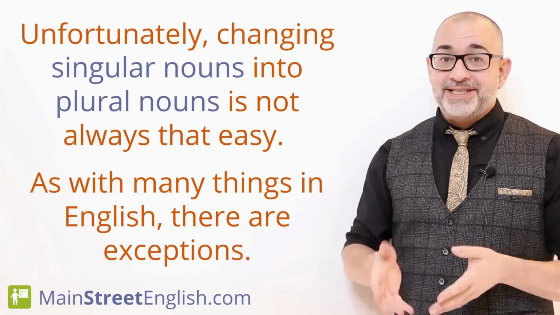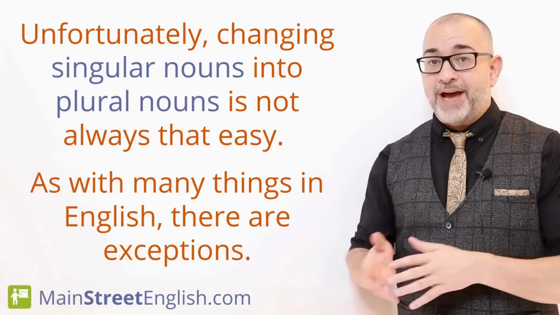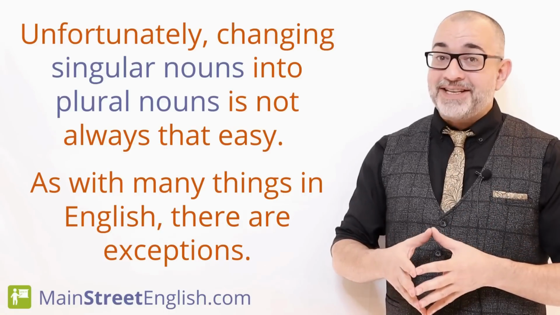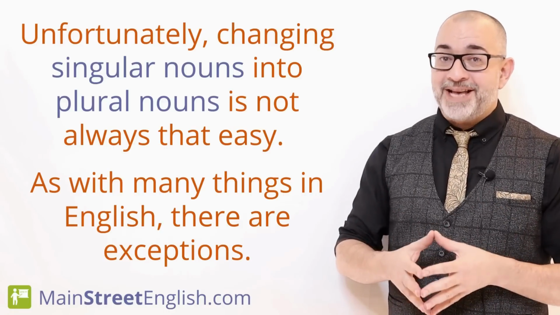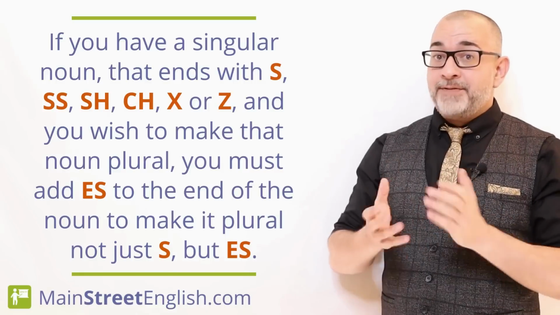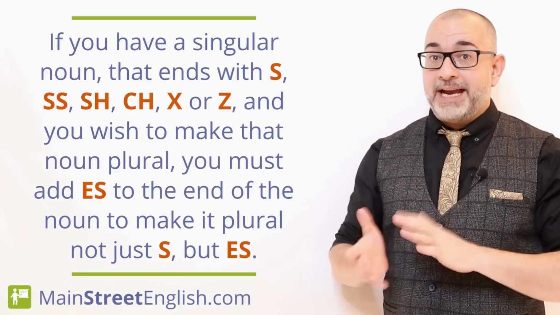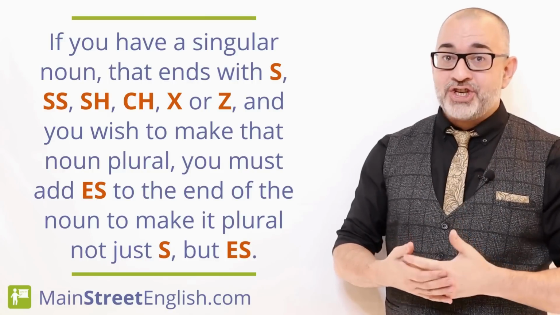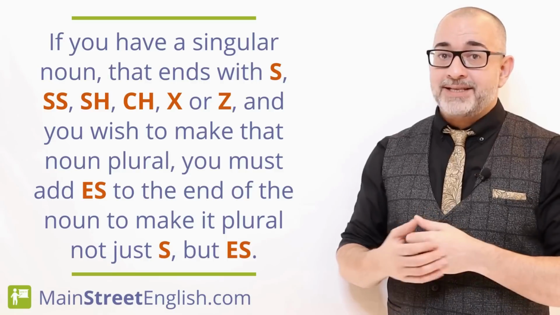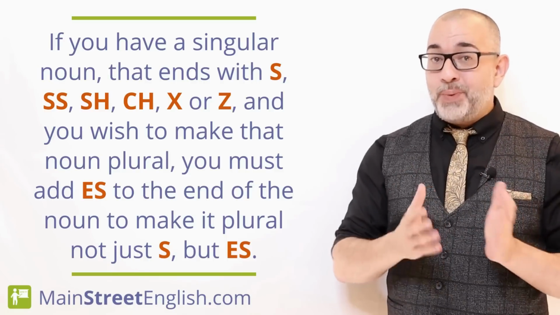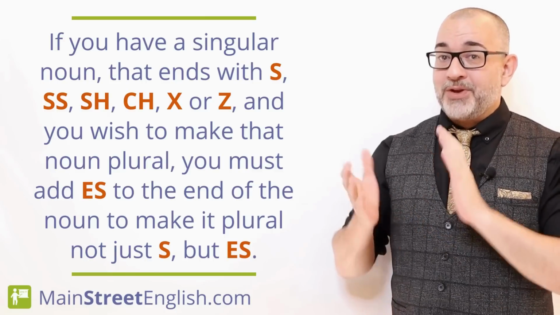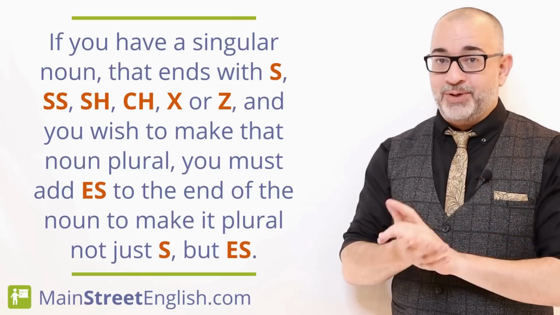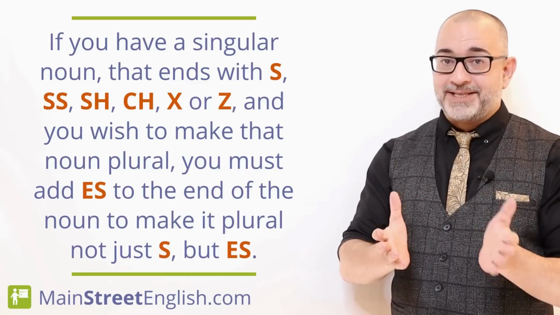Unfortunately, changing singular nouns into plural nouns is not always that easy. As with many things in English, there are exceptions. If you have a singular noun that ends with S, SS, SH, CH, X, or Z, and you wish to make that noun plural, you must add ES to the end of the noun to make it plural. Not just S, but ES.